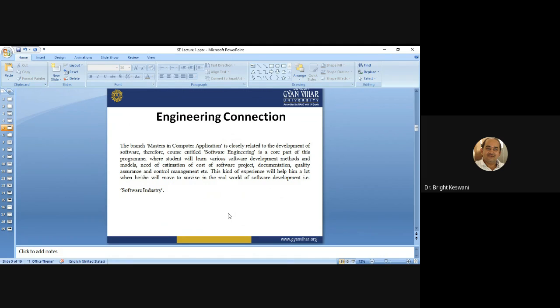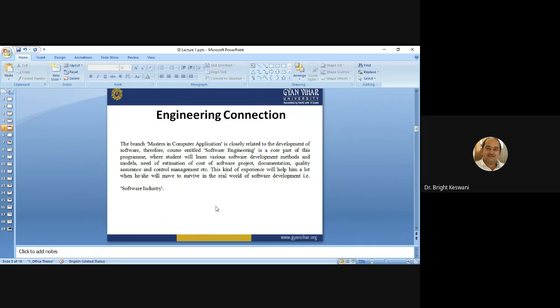This course is related to engineering because the branch of Master of Computer Application is closely related to the development of software. Therefore, the course entitled Software Engineering is the core part of this program, where students will learn various software development methods and models, the need for estimation of cost of a software project, documentation, quality assurance, and control management, etc. This kind of expertise will help the student a lot when he or she moves into the real world of software development, that is software engineering. So if a student wants to connect with the software development industry, it is essential to learn software engineering.